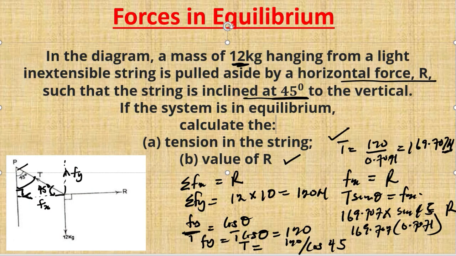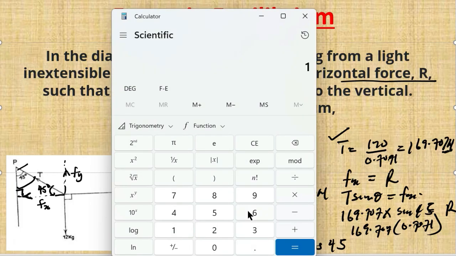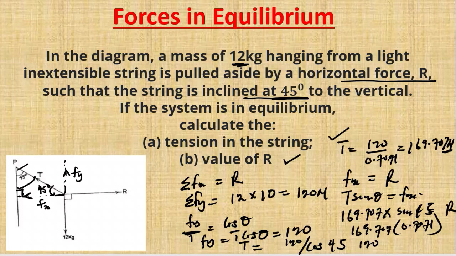Let's use my calculator. That'll be 169.7072 times 0.7071. That's equal to 119.999. That's 120. 120 Newton is equal to R.